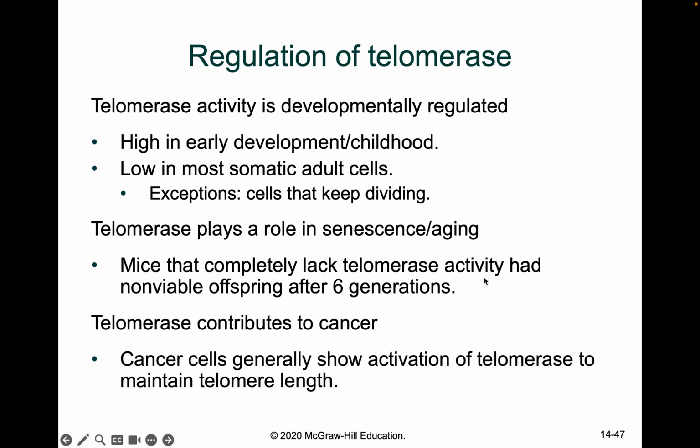activity. But they did a very cool experiment where they got mice and removed telomerase, this enzyme, and what they saw is that after 6 generations of breeding, they couldn't create any more viable offspring. They were not able to because their chromosomes were being shortened so much that certain DNA that was really needed for life was not there anymore.